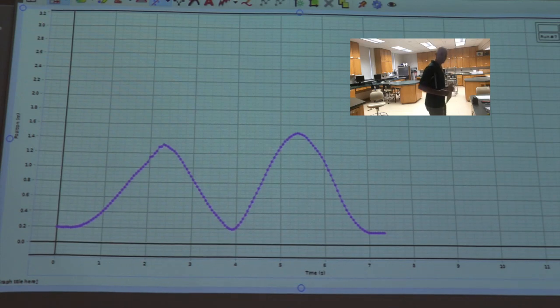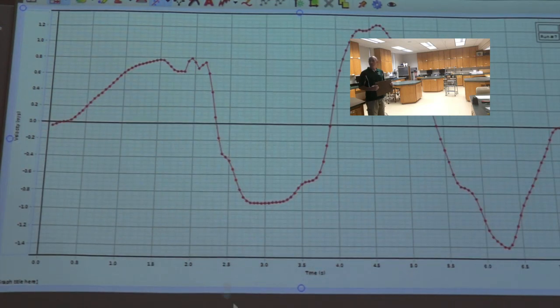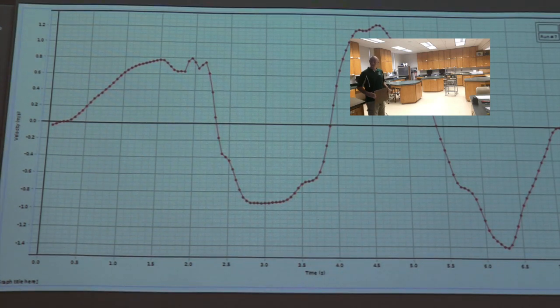Oh, hang on, I've got to make my graph different. I've got a position versus time graph. I'm going to make it into a velocity versus time graph. Hopefully you saw where he clicked on that. He just clicked on the word velocity. And that's how you decide what to put on that axis. Okay? Okay.